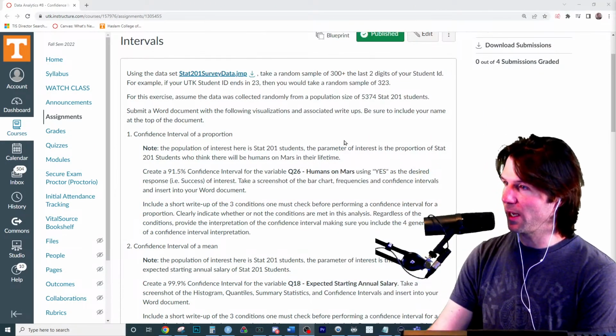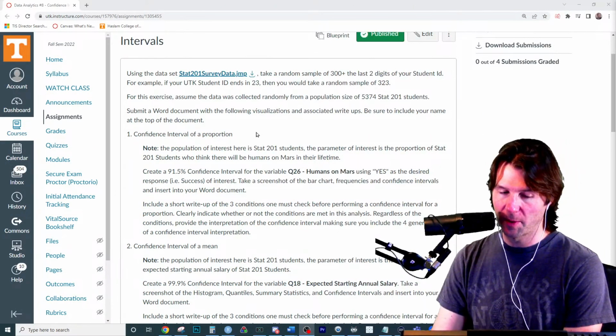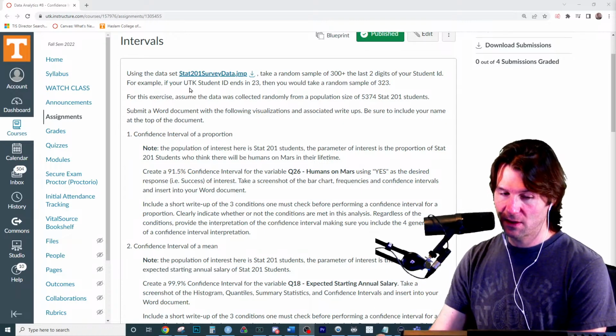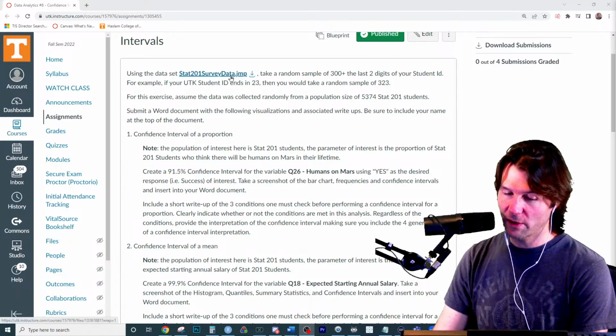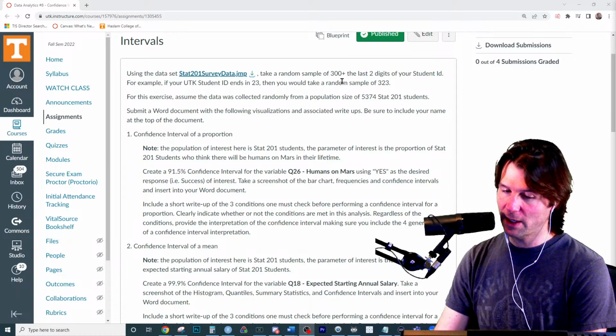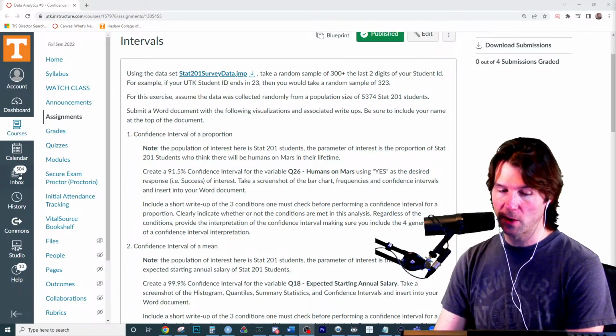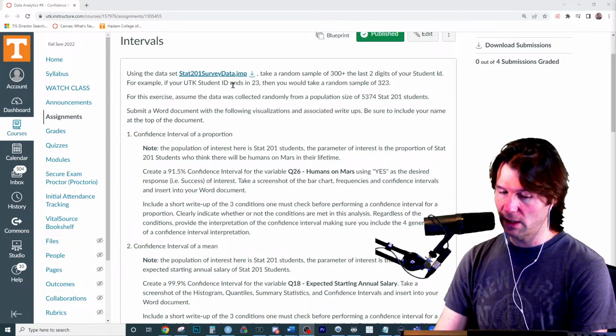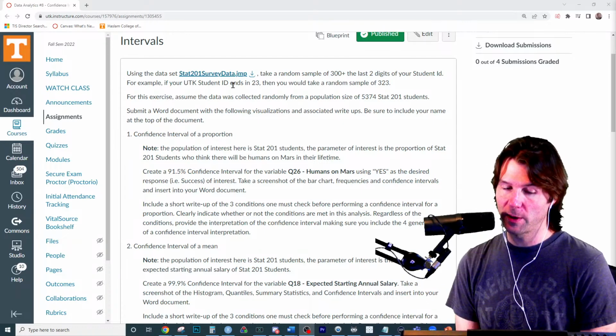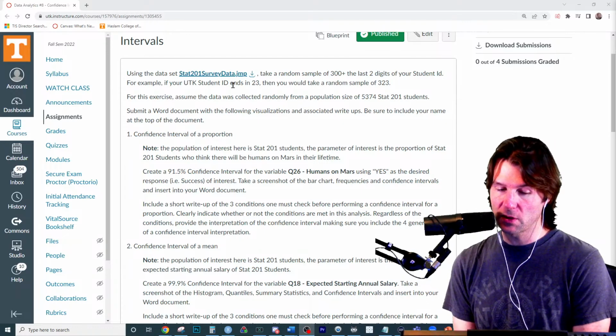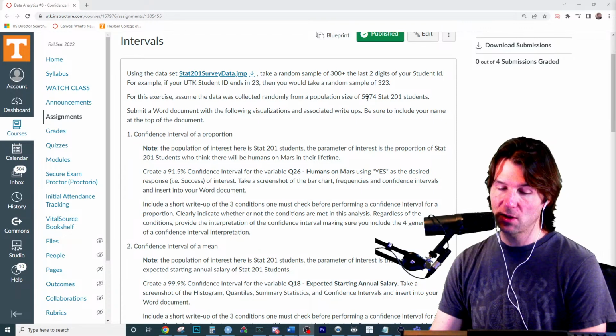So we are with some data analytics, confidence intervals. I might grab some water in a moment. Use the data set stat 201 survey data.jmp. Take a random sample of 300 plus the last 2 of your UTID. For example, if your UTID ends with 23, take 323. For this exercise, assume that we've collected it from this many students.